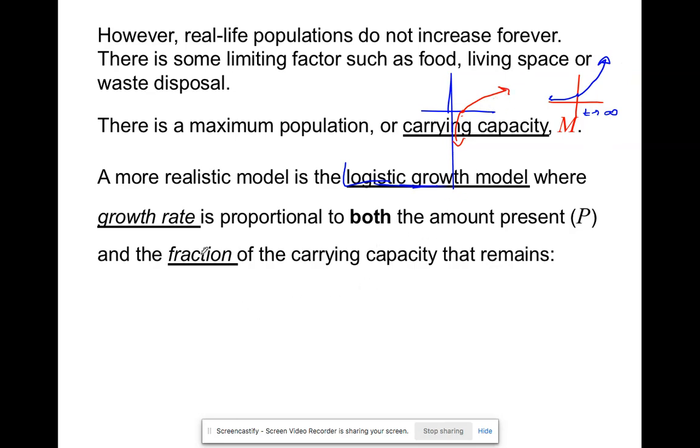How the math works is that the growth rate, which is the differential equation, is proportional, so there's still a k, but it's proportional not just to the population, not just to y or to p, but to two things. Both the amount present, which is what exponential is, k times p, but also the fraction of the carrying capacity that remains after time.